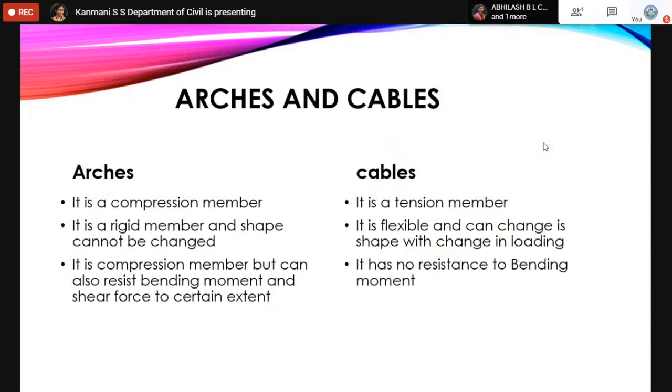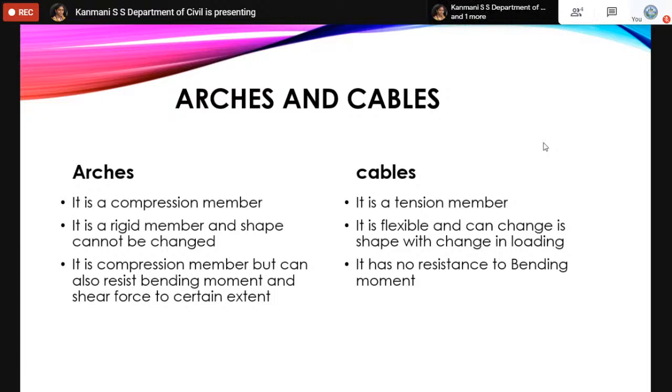Now let me see what is the difference between arches and cables. Arches are compression members, as I told you, whereas cables are tensile members. To give an example of a cable, take the jewelry chain that we wear, or the ankle chain. We can hold it flexibly and mold it into any kind of shape. It will never take compression force or any kind of bending moment.